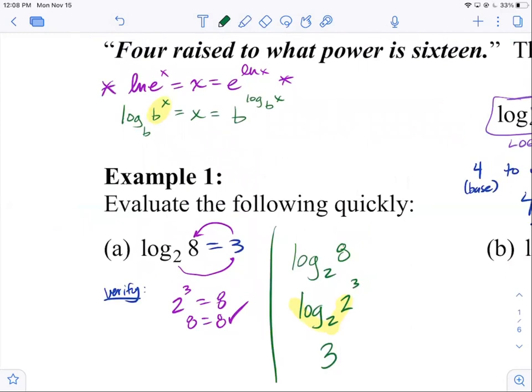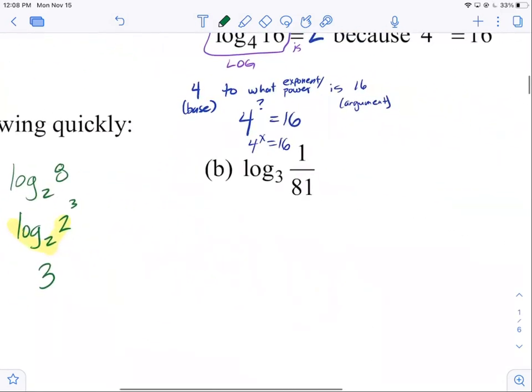We'll do some more logs. This is why students tend to hate logs, because they're like, there's so many different things involved with them. Yeah, but that's what makes them also freaking awesome, freaking useful.